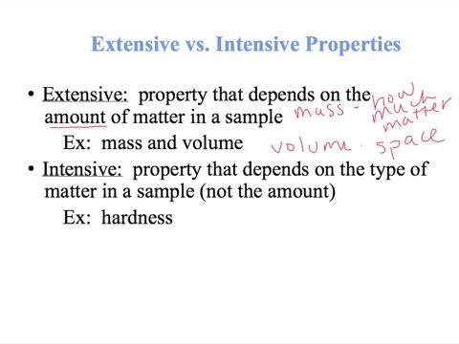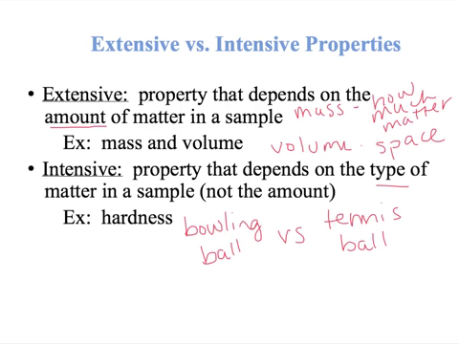So that's what an extensive property is. Intensive property is a property that depends on the type of matter. So my example that I gave you is hardness. The only thing to kind of compare here would be a bowling ball versus, say, a tennis ball. So you know from your own experiences that those two are made of different types of material. One is hard, one is soft.